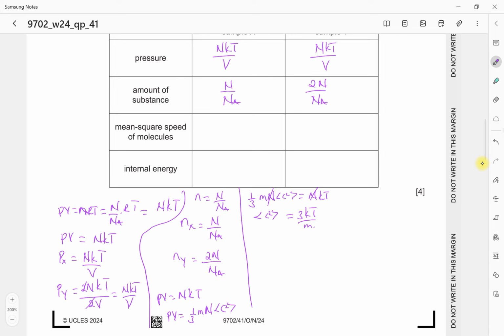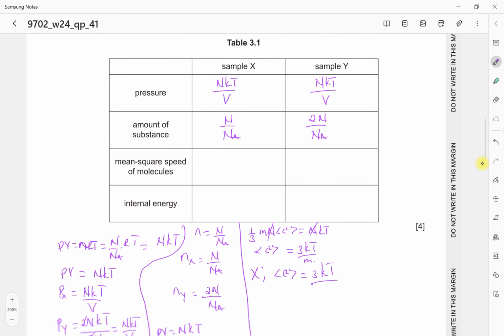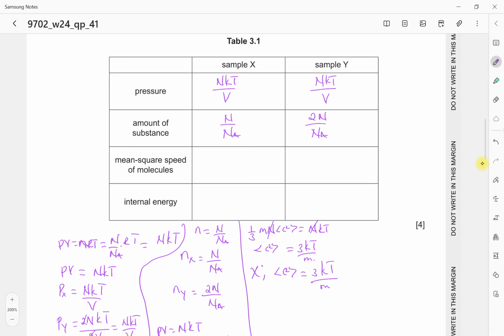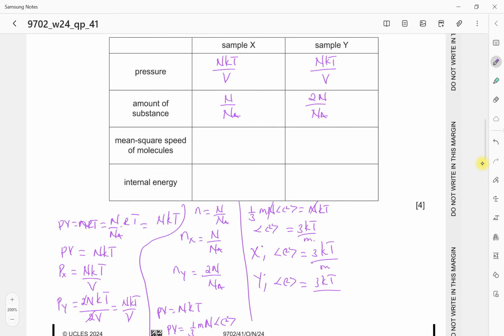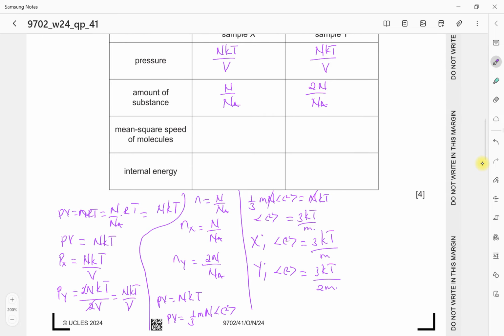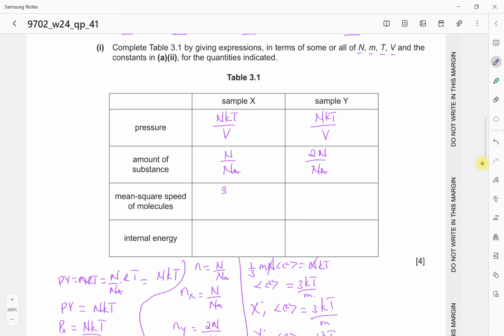Okay, now let's look at X. For X, the mean square speed is going to be 3kT over the mass of X, which is m. Then for Y, the mean square speed for Y is going to be 3kT over the mass for Y, which is 2m. So I'll just write here 3kT divided by m and 3kT divided by 2m.